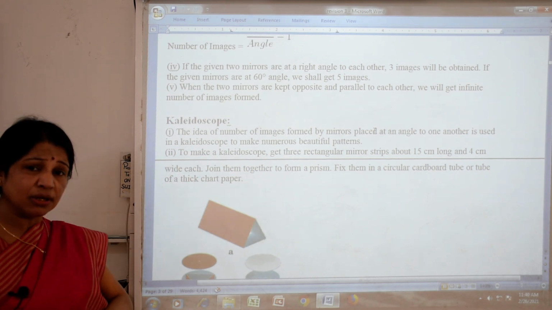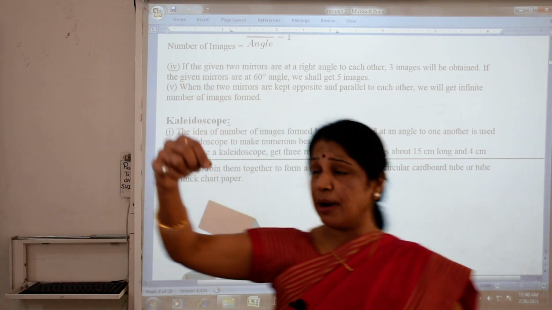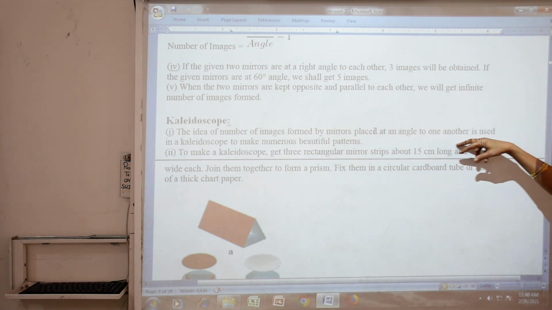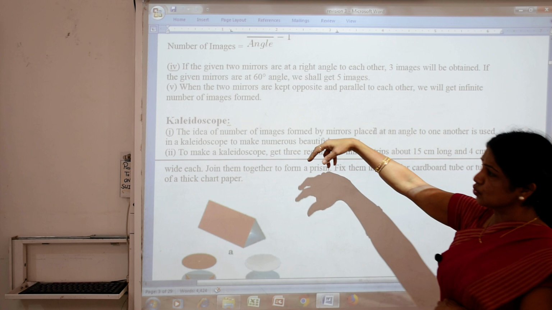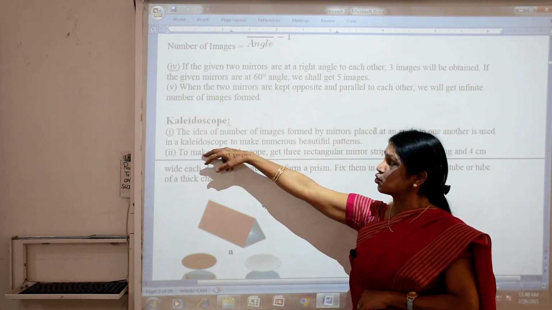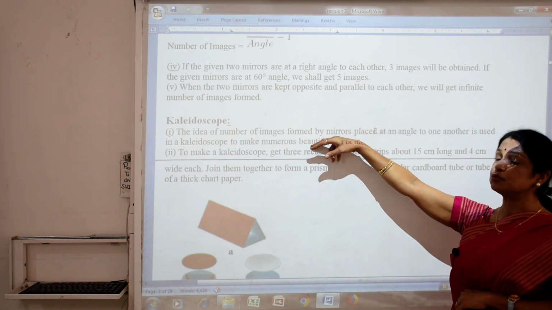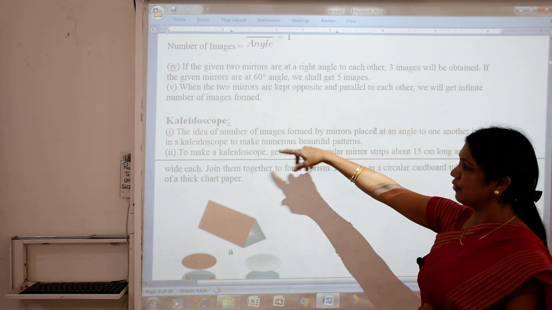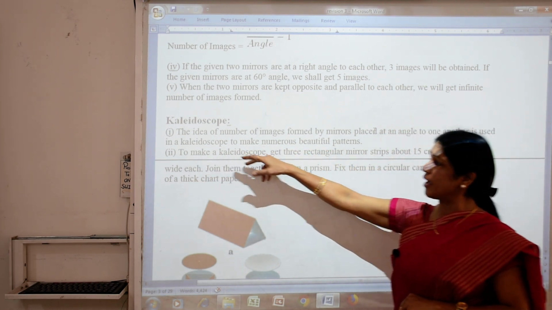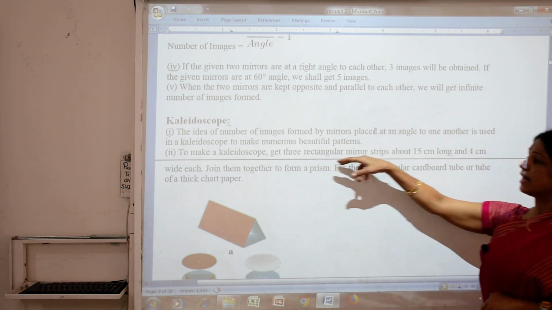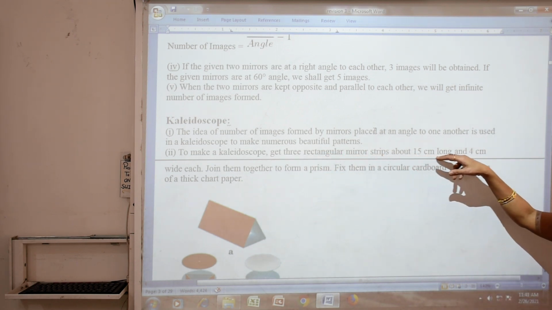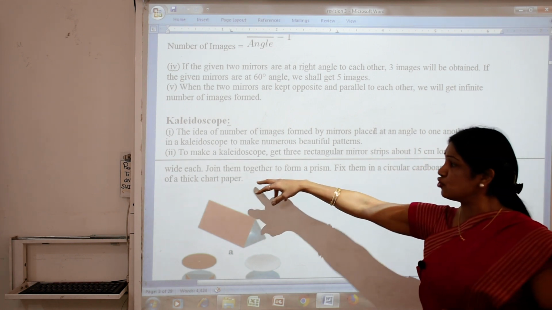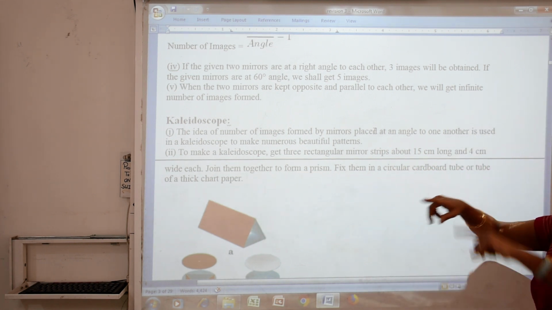The idea of multiple images, formed by mirrors placed at an angle to one another, is used in the kaleidoscope to make numerous beautiful patterns, various types of beautiful patterns we can see here. To make a kaleidoscope, get three rectangular mirror strips about 50 cm long and 4 cm wide each, and join them together to form a prism.